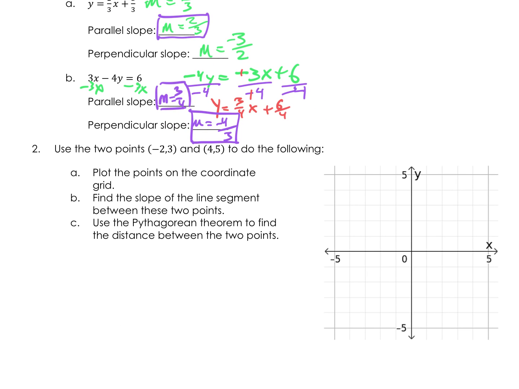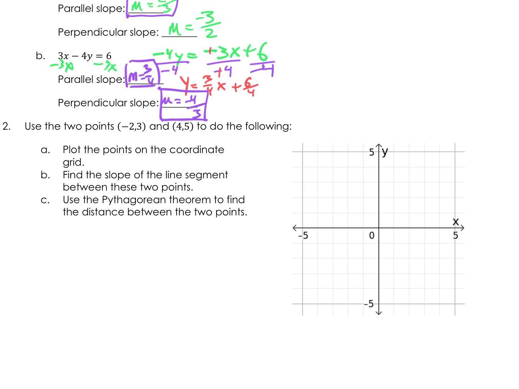And last one here, if we take a couple points like negative 2, 3, there it is, and 4, 5, there it is. And we want to plot the points on the grid. We just did that, check. We want to find the slope between these two, okay. So we're doing a rise of 2 and a run of 6. All right, so the slope is 2 over 6.